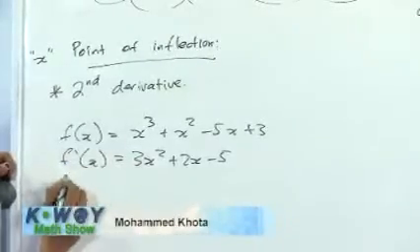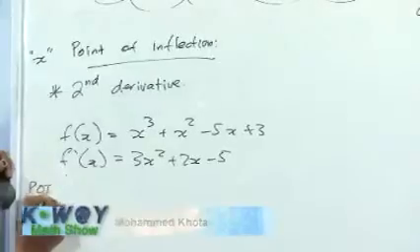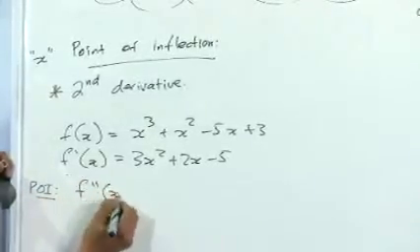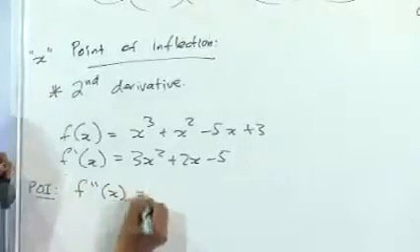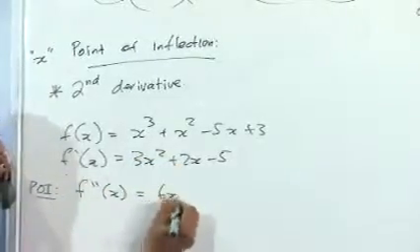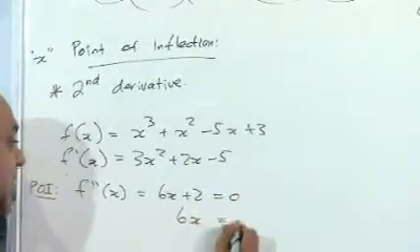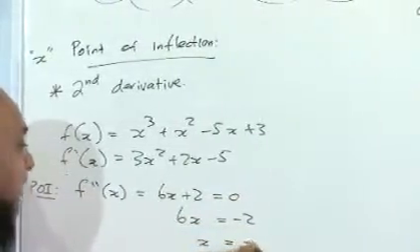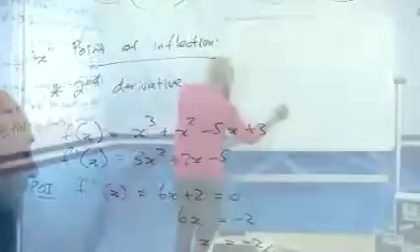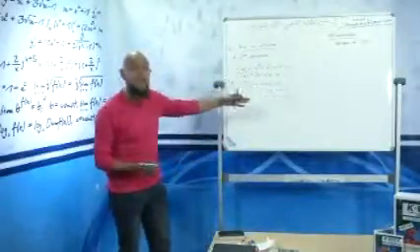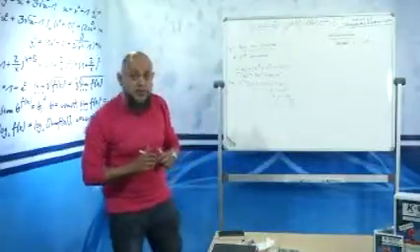Now for the point of inflection, the x value, we say f double dash x, the second derivative, is equal to 3 times 2, 6x plus 2. We equate it to 0 and solve for x. 6x is equal to minus 2, x is equal to minus 2 over 6, x is equal to minus a third. Boys and girls, that is how you find the x value of your point of inflection.